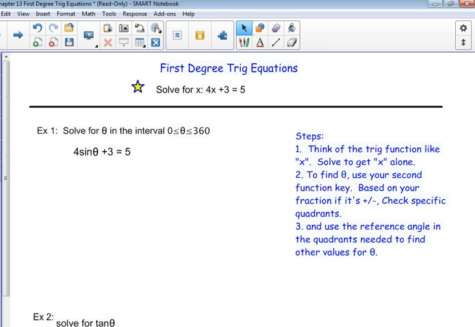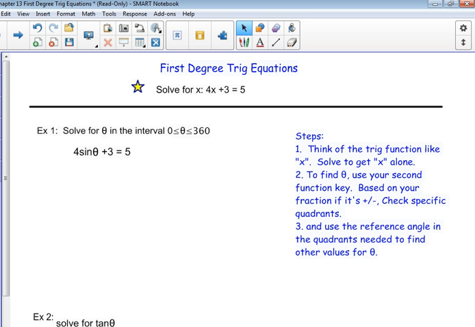But when we start getting x squareds in there, we might have to factor using double bubble, or maybe using the quadratic formula. So you guys have more than one way to find x in a regular equation. Some are easy, some are kind of tough. Same idea when we're doing first degree trig equations.